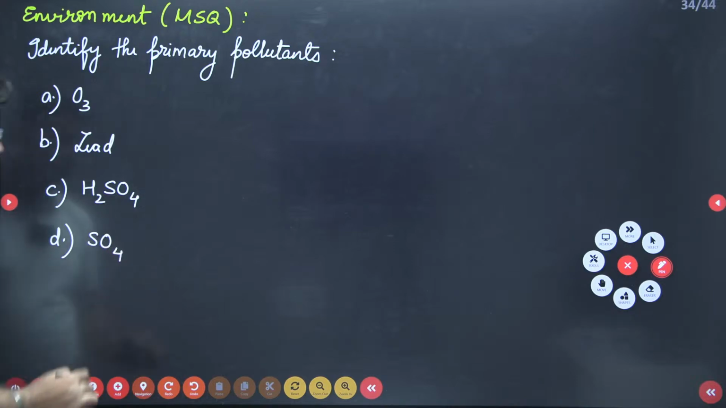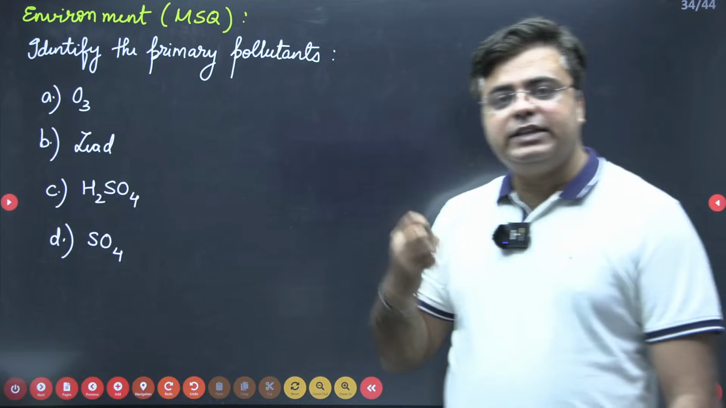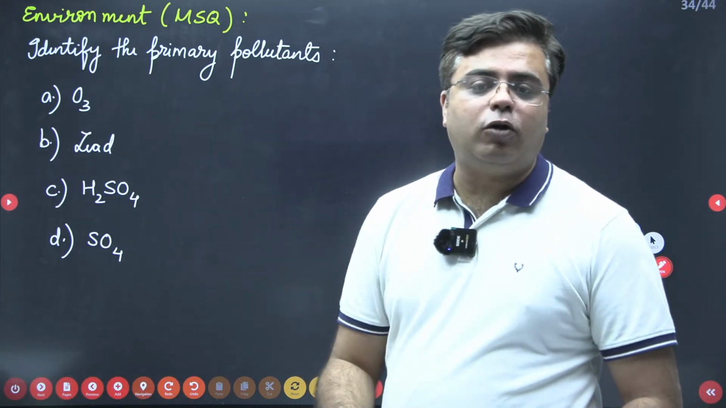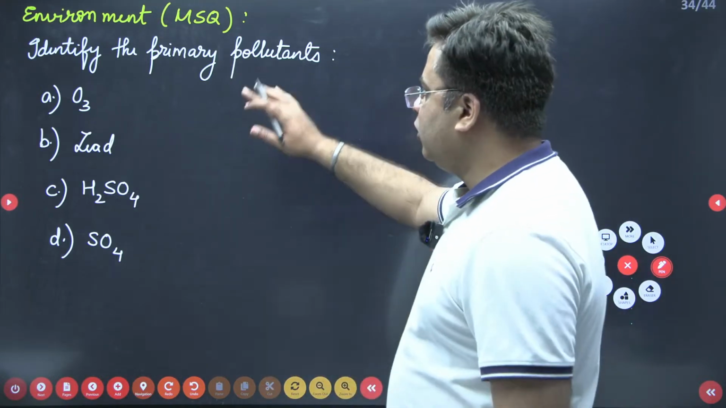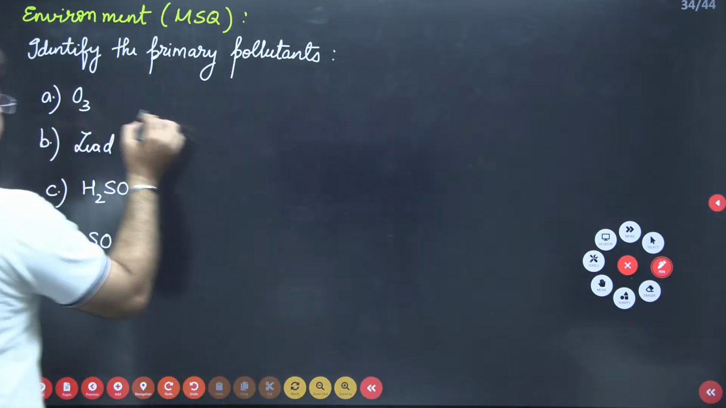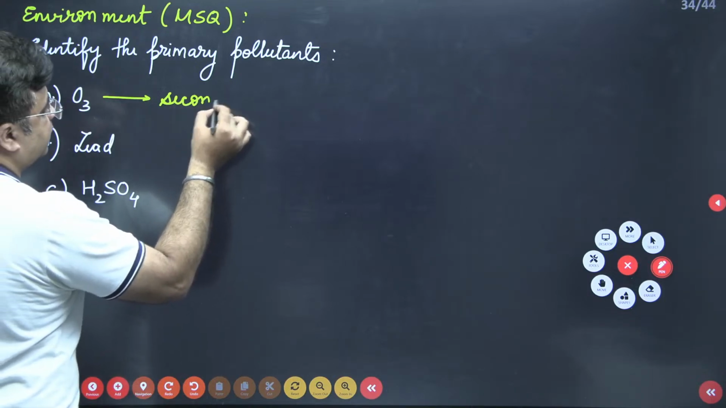So my dear student, what are primary pollutants? Primary pollutants are those pollutants which exist independently. Secondary pollutants are those pollutants which are formed by the combination of one or more primary pollutants. So out of all these pollutants, ozone is your secondary pollutant. Ozone is a secondary pollutant.